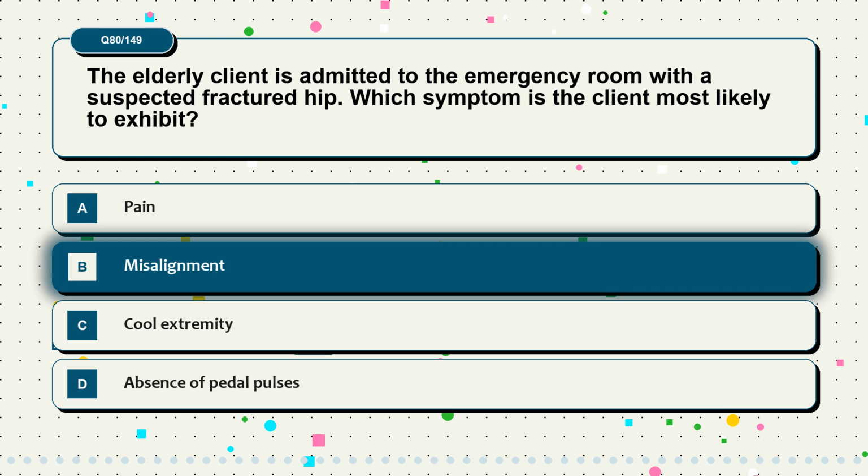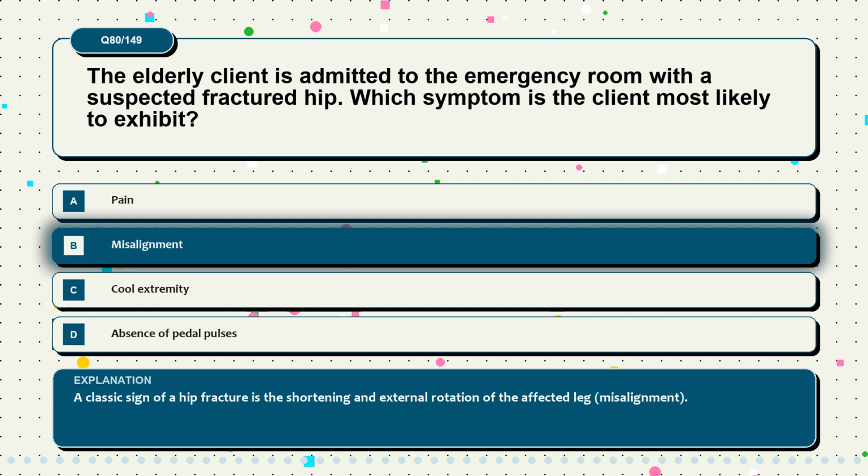The correct answer is option B. Misalignment. A classic sign of a hip fracture is the shortening and external rotation of the affected leg, misalignment.